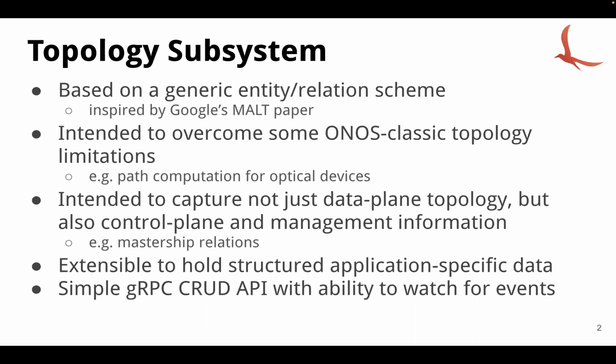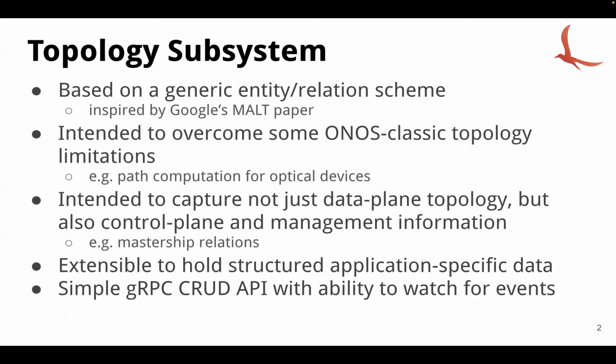Because with ONOS Classic, the representation was a pure graph, where the devices were the vertices and the links were the edges, and it was kind of almost a naive representation, which presented some problems for path computation. While it was able to do path computations, the results that it would come up with wouldn't necessarily be realistic. For example, for optical devices, just because you can ingress on one port doesn't mean you can egress on any old port, right?